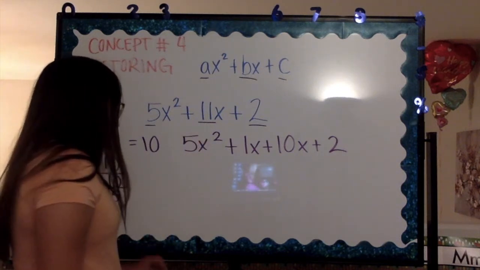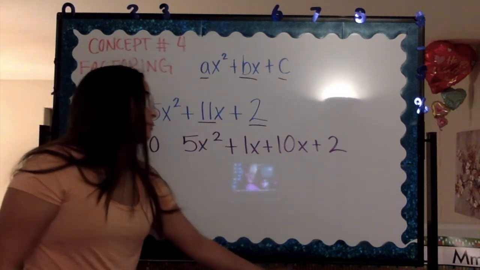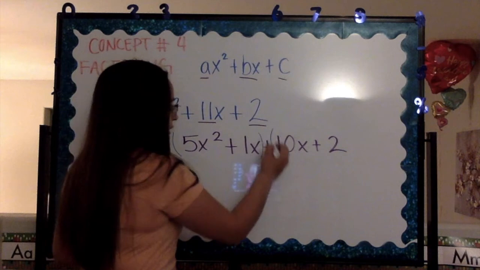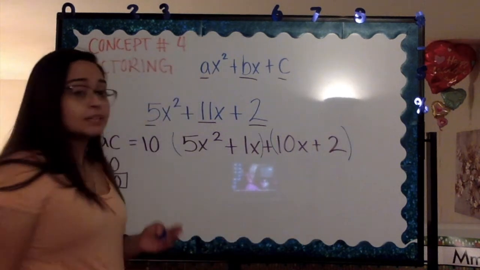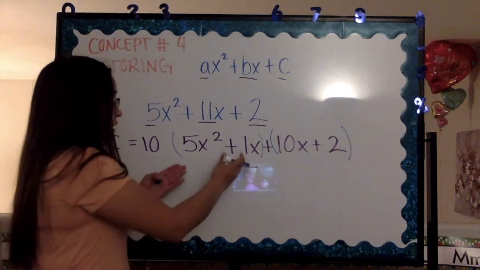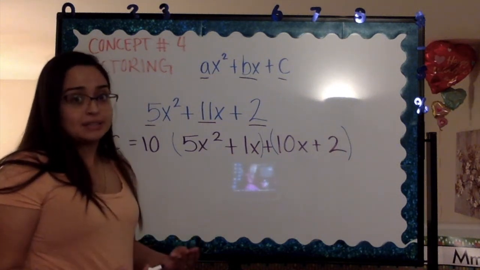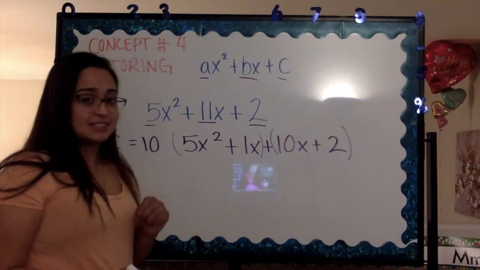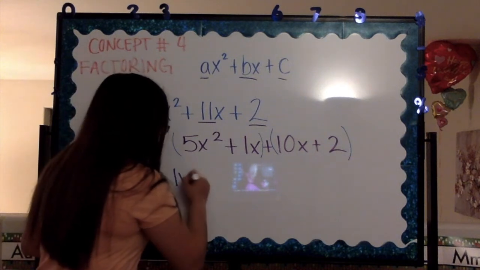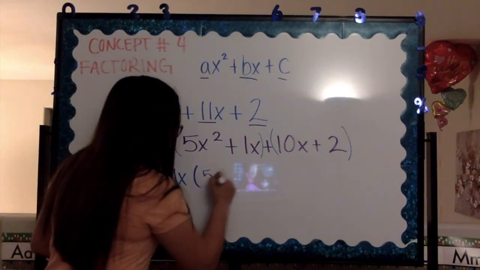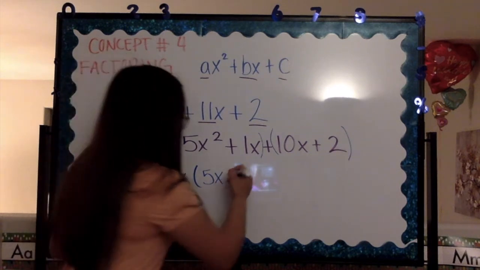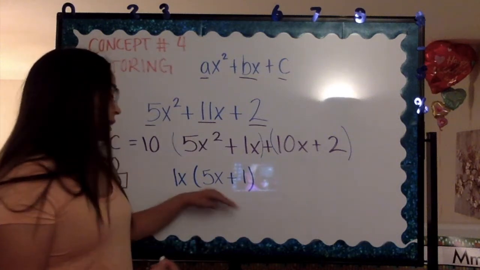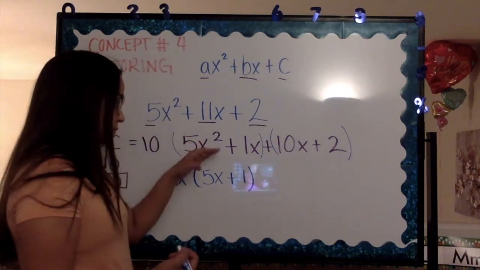After breaking down my trinomial like this, again, I'm going to group these two and these two and find my greatest common factor. Here it's easy, it's going to be 1x. Why? Because only 1 can go into 1, and they both have x's. So 1x times 5x plus 1 is going to be my greatest common factor taken out of this.